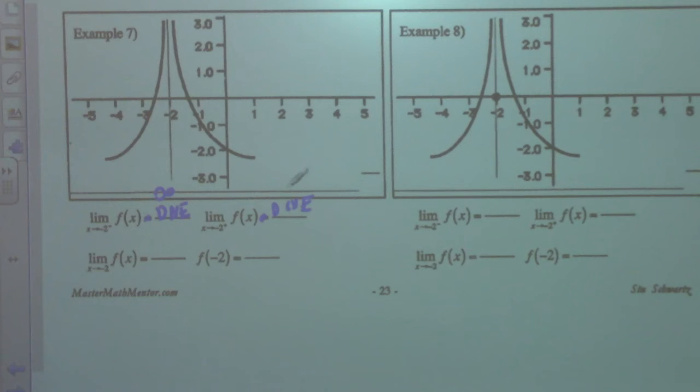Now, what about this one? Limit as x approaches negative 2 of f of x. What is that going to be? Yeah, they look like they're the same, right? But these things aren't really numbers. So even something like this, where the function does not exist in the same way, still the limit does not exist. And f of negative 2 does not exist.